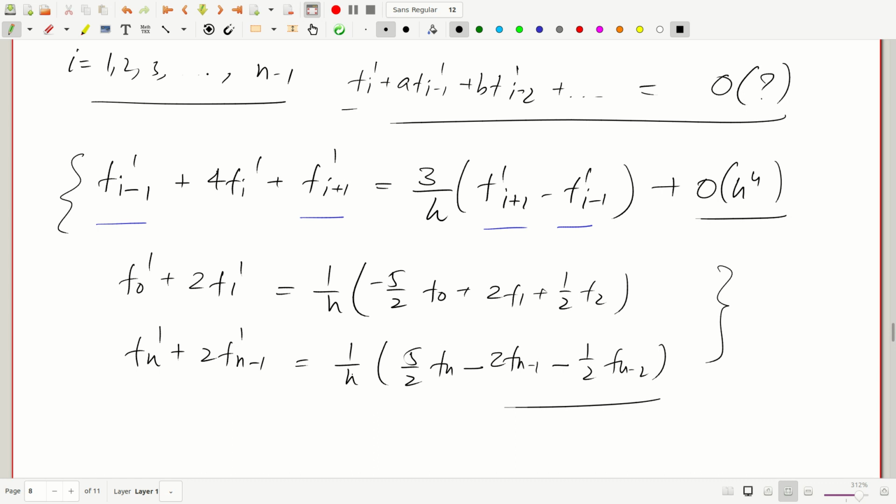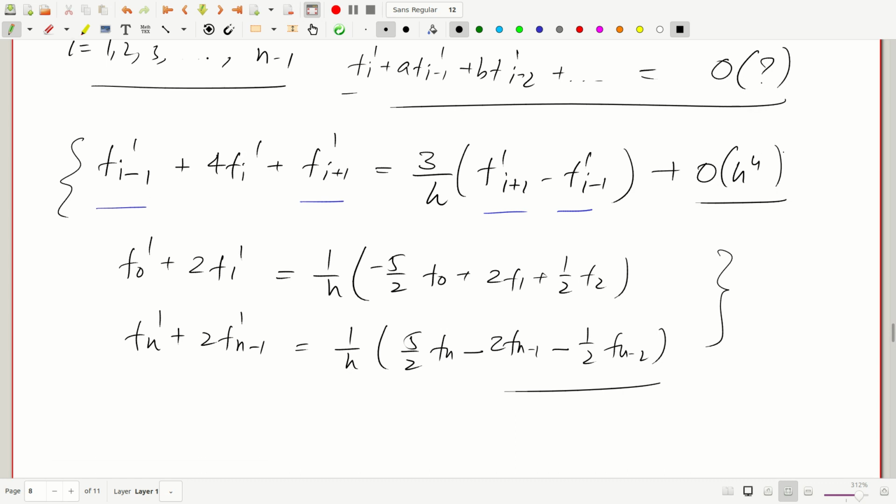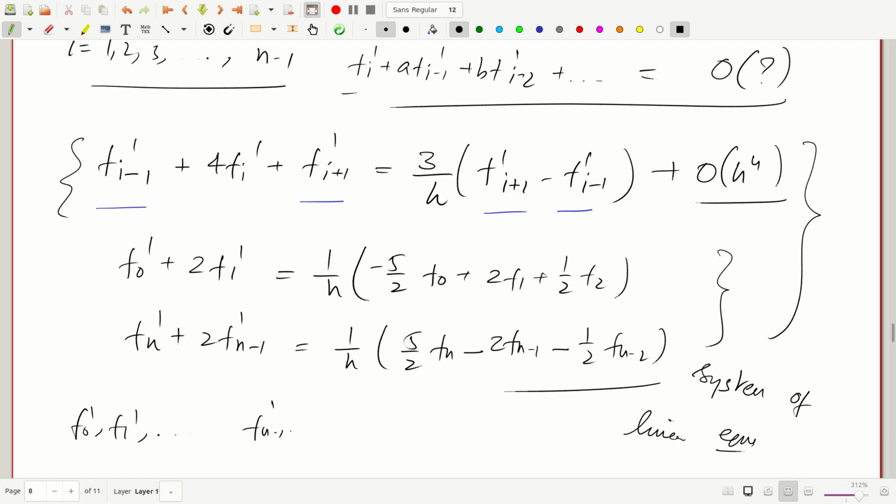Now as you can see, we basically obtained a system of linear equations, because our unknowns are f0 prime, f1 prime, and all the way to fn minus 1 prime and fn prime. For that we got a system of linear equations.